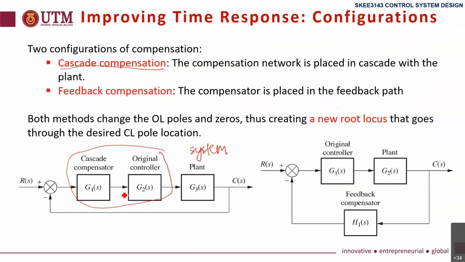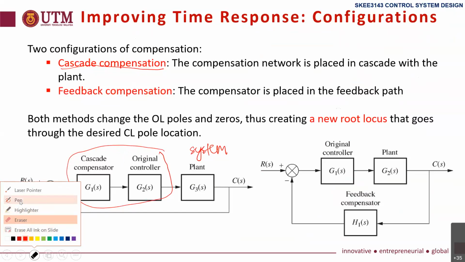And normally this is just K. When this is K, we call it gain adjustment. But now we know the limitation of gain adjustment. We want to design another controller, not just K. That is the first technique.